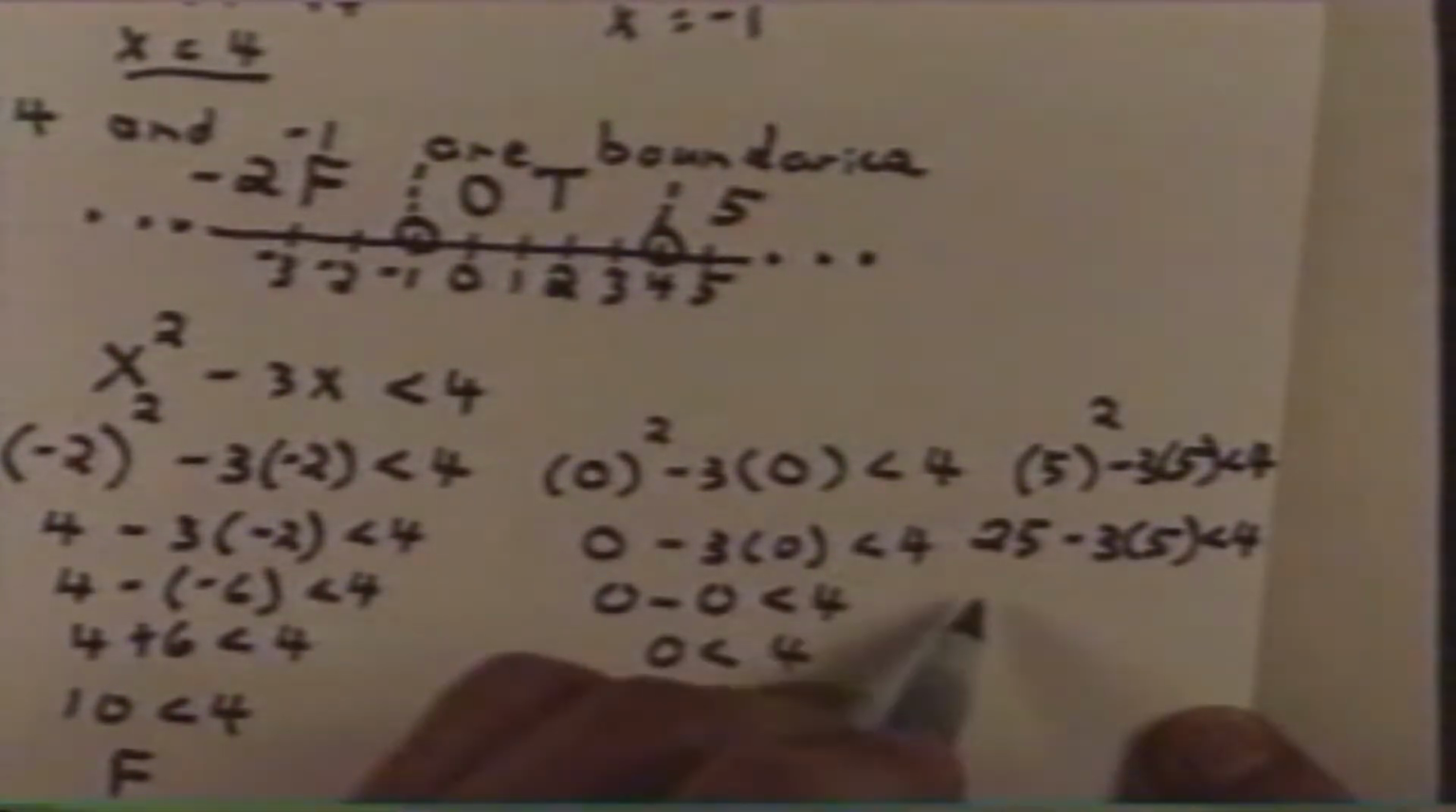Now let's check 5. Again, rewrite it, just replacing x with parentheses. And what I'm going to put in parentheses is 5. So it's going to be 25 minus 3 times 5, less than 4. 25 minus 15, less than 4. 10, less than 4, which is false. So this was false. Now we shade the region that has the solution.